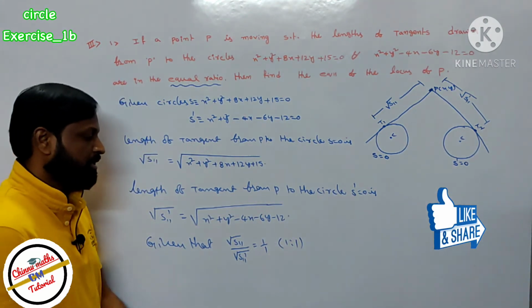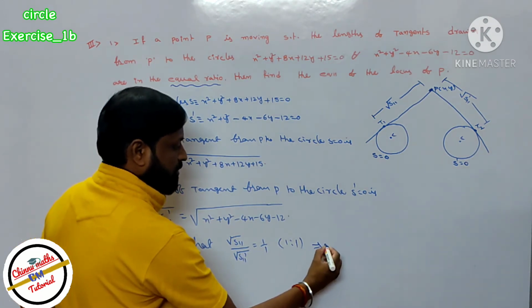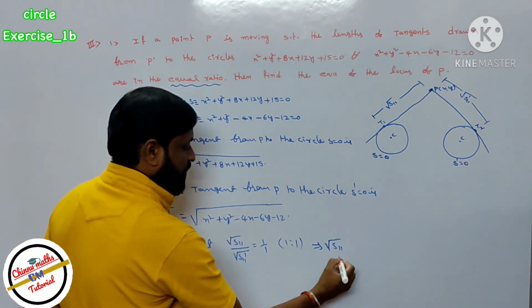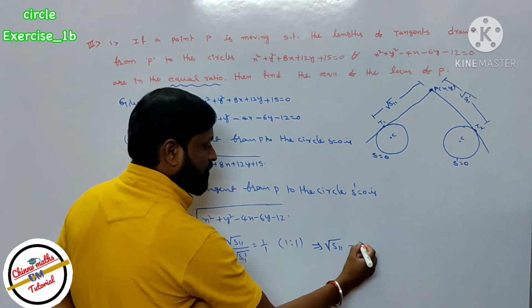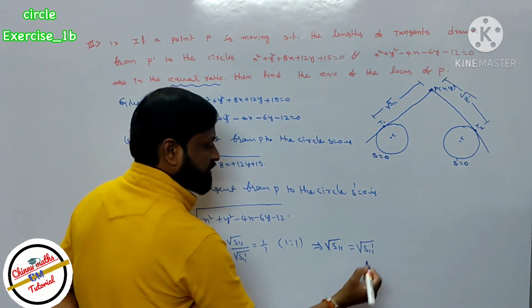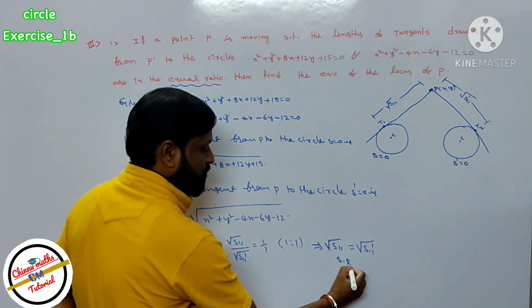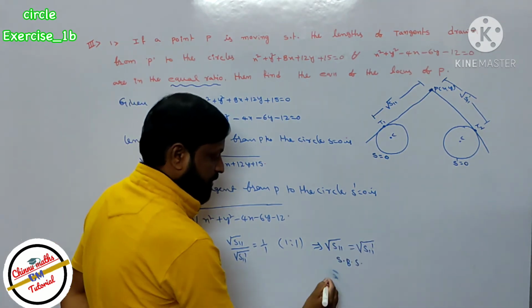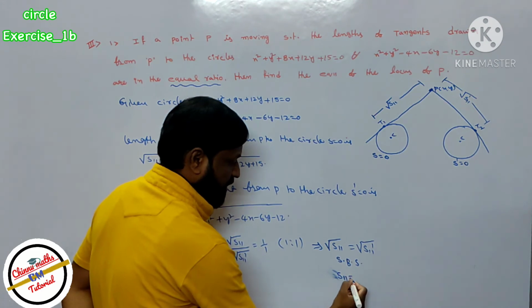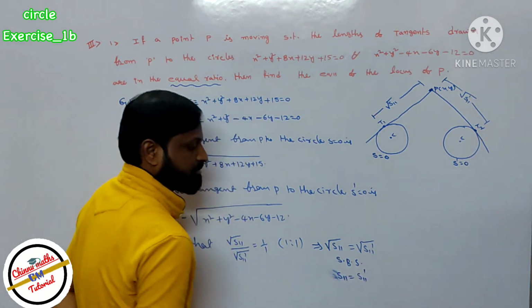By taking the cross multiplication, what will we get? Root of S11 equal to root of S11 dash. Okay, squaring on both sides, the square roots get cancelled. S11 equal to S11 dash.